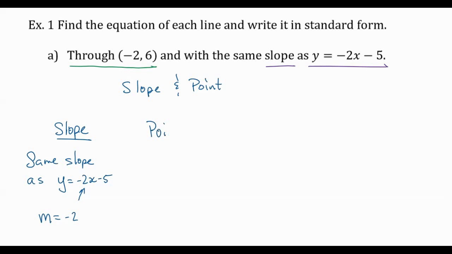Okay, what about a point? Are we given the point directly? Yes. We're just given the point through this point. So my point is this. Do I have the slope of the line that I'm looking for? Yes. Check. Do I have a point, any point on the line that I'm looking for? Yes. Check. I'm ready to use point slope formula.